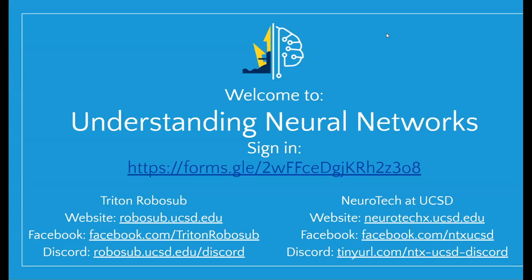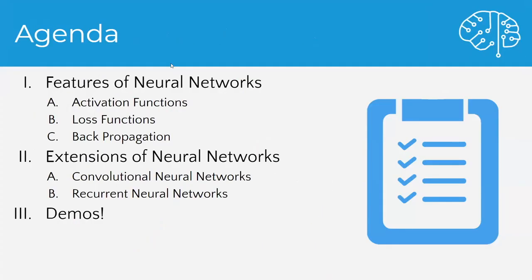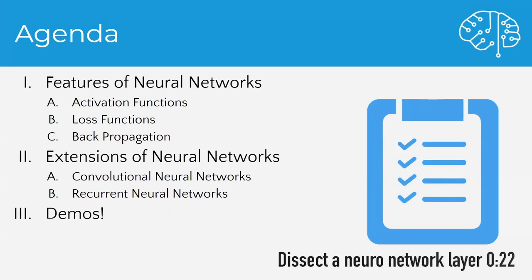We are very excited to present to you some theory and background in understanding neural networks and also an interactive demo at the end. First things first, what we're going to talk about today. We're going to basically just go over some features of neural networks, specifically activation functions and loss functions, and then discuss how exactly these neural networks learn through backpropagation.